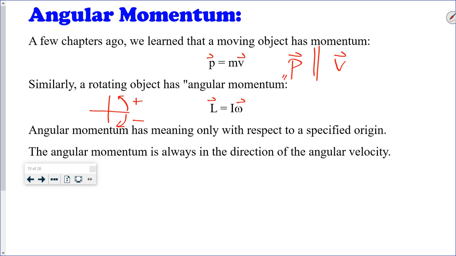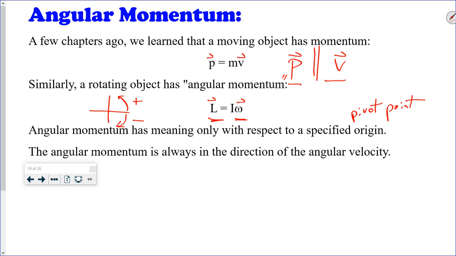All right, now, angular momentum only has meaning with respect to a specified origin. Maybe more to the point, a specified pivot point, right? Just like torque. When we talk about torque, we talk about the torque about some pivot point. Some axis is probably the technical term for that, right? Similarly, angular momentum only has meaning if you specify what the pivot point is, what the axis of rotation is. All right. Now, in the same way that your linear momentum is in the same direction as your linear velocity, your angular momentum is always in the same direction as your angular velocity. Okay? So, there's not a whole lot to that.